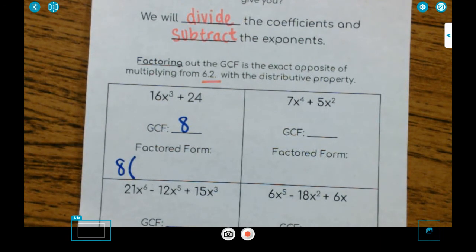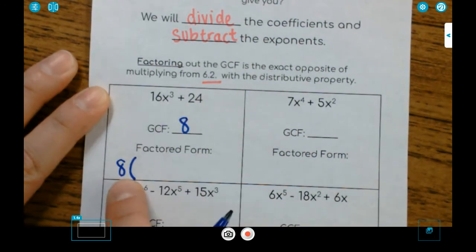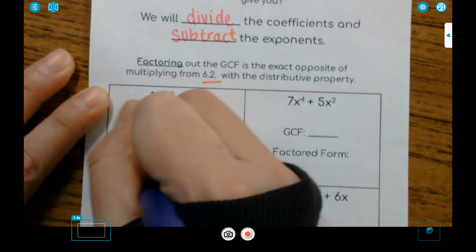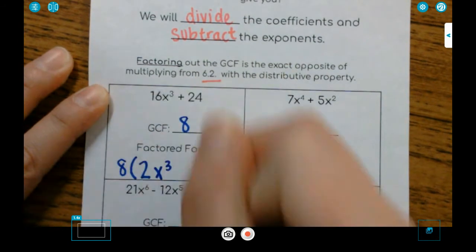And then we're going to take each term and divide it by the GCF. So 16x cubed divided by 8. We do 16 divided by 8, and we get 2. And then we still have the x cubed.